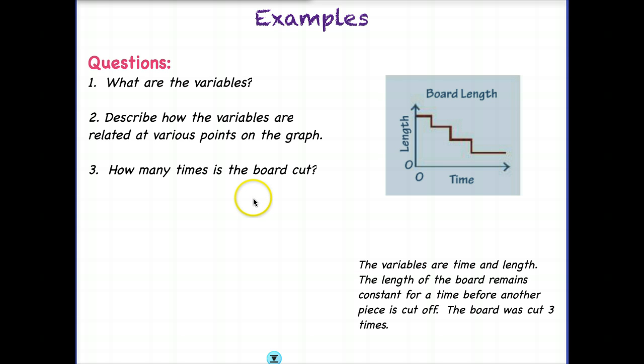So for our third question, how many times is the board cut? The board was cut 3 times, and we can measure that. Here is 1, right there, and 2 being right here, and then our third final time there. All right, good. Let's look at a third example.